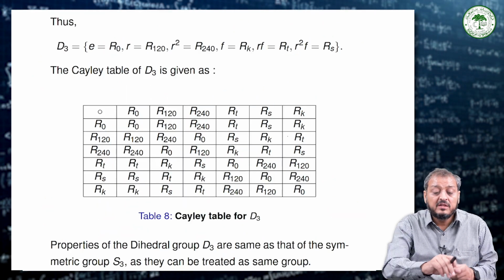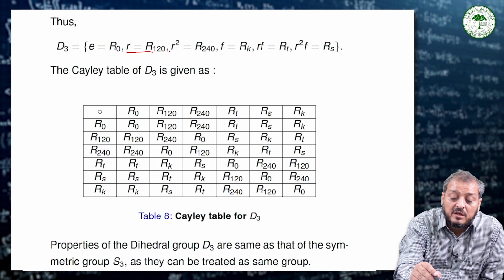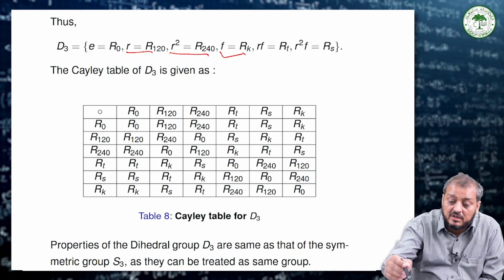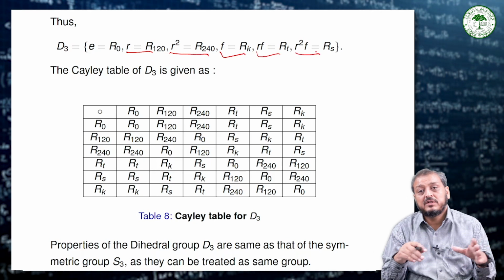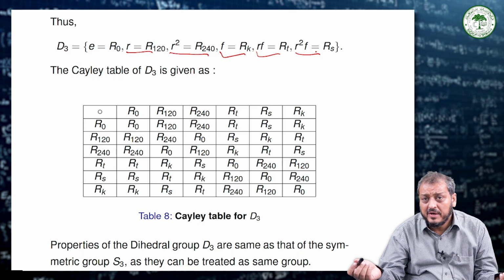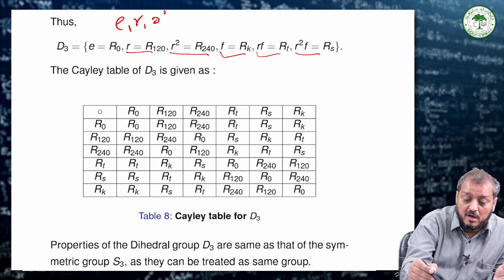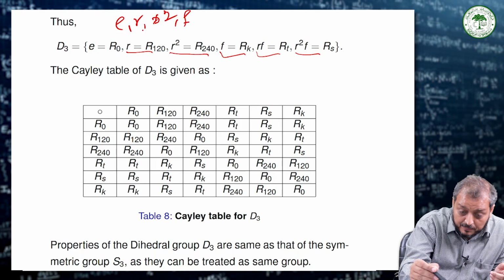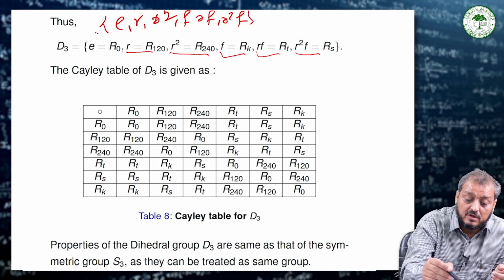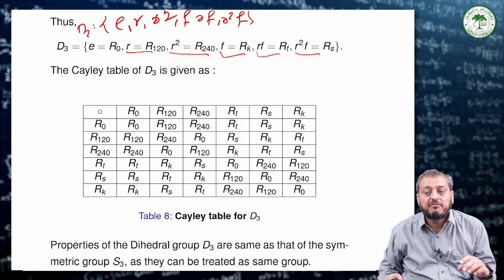So D3 can be written in the form of E equal to R0, R equal to rotation about 120 degrees, R square equal to rotation about 240 degrees, F equal to a reflection, then RF and R square F. According to the definition, F square is equal to identity, and we write all the elements: E, R, R square, F, and then the combinations RF and R square F. This set is equal to D3 according to our definition of a dihedral group.